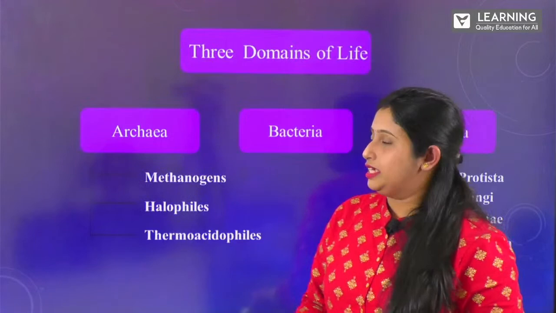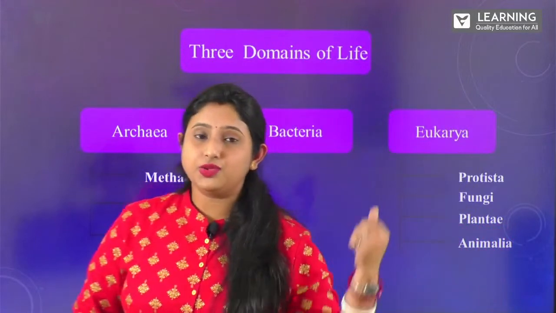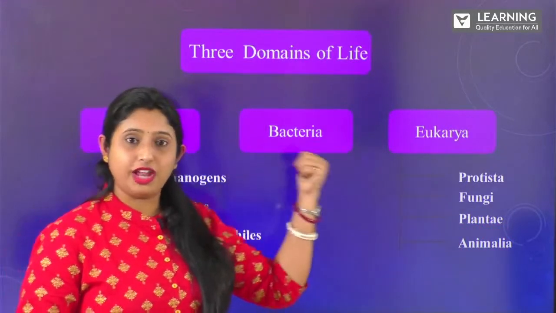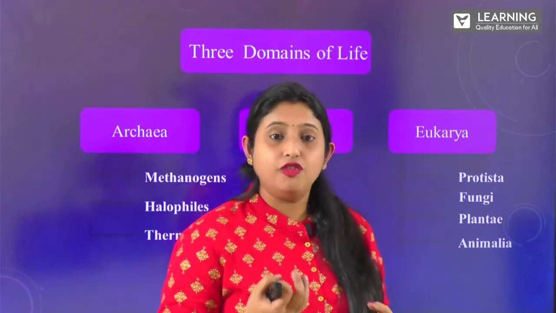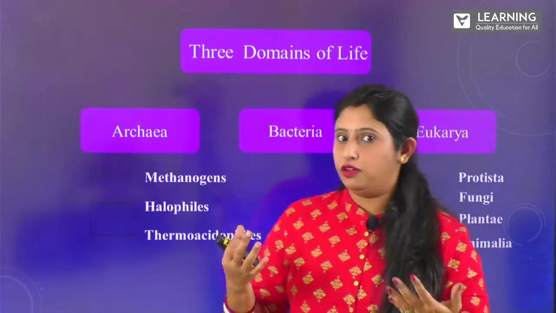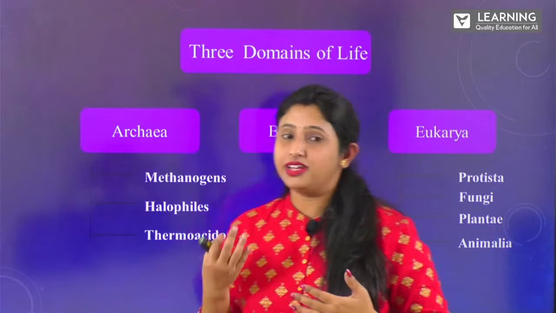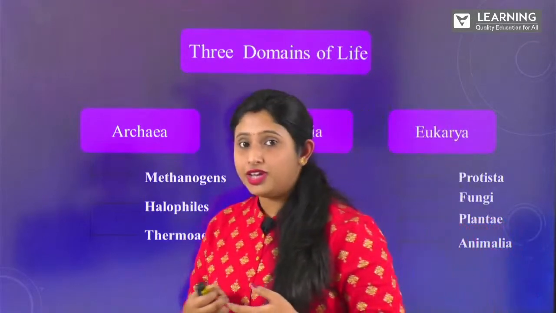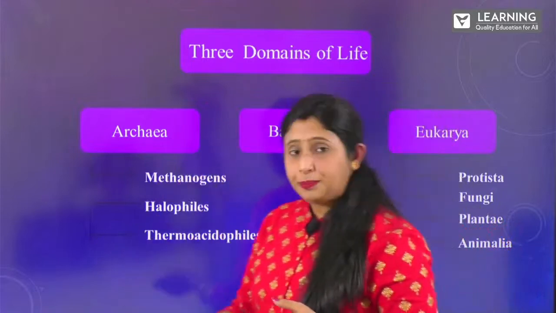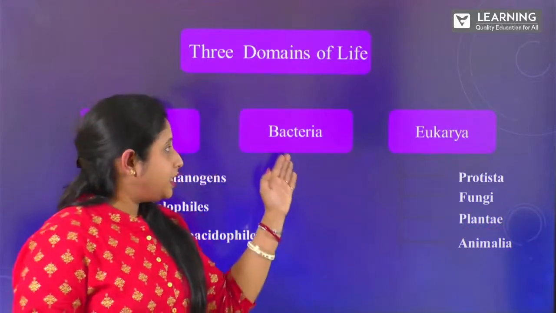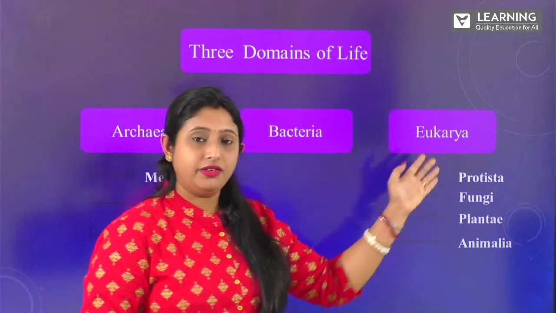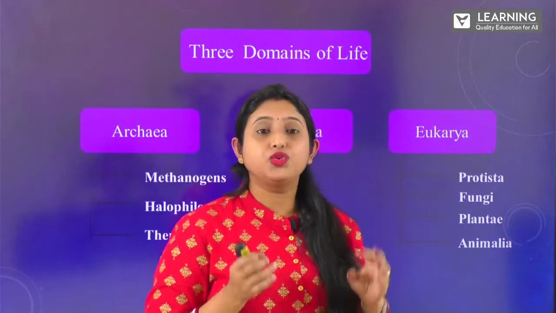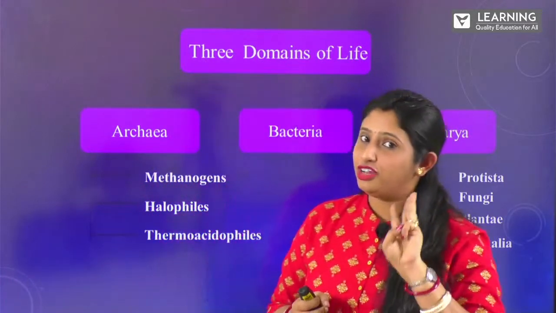Next, let us see what this is. What is written? Three domains of life. What do you mean by that? From where life evolved, right? These are the three domains of life. So what are the three domains of life? Yes, it is archaea. Next one is your bacteria, then eukarya, right? So these are the three domains of life.